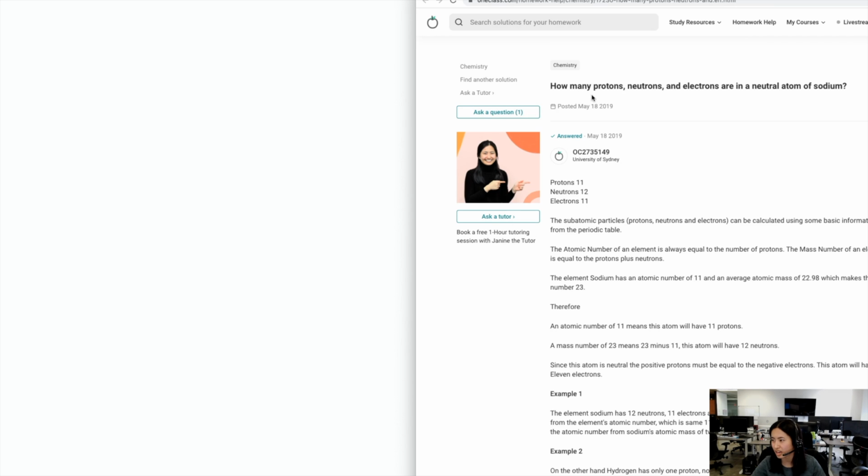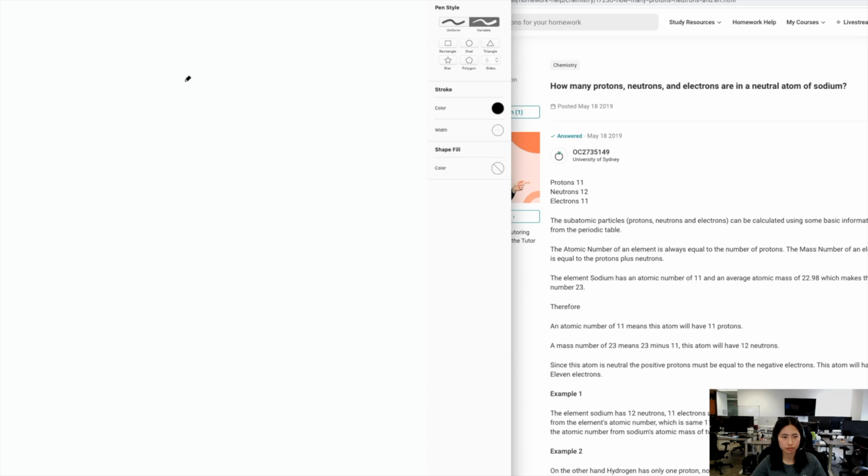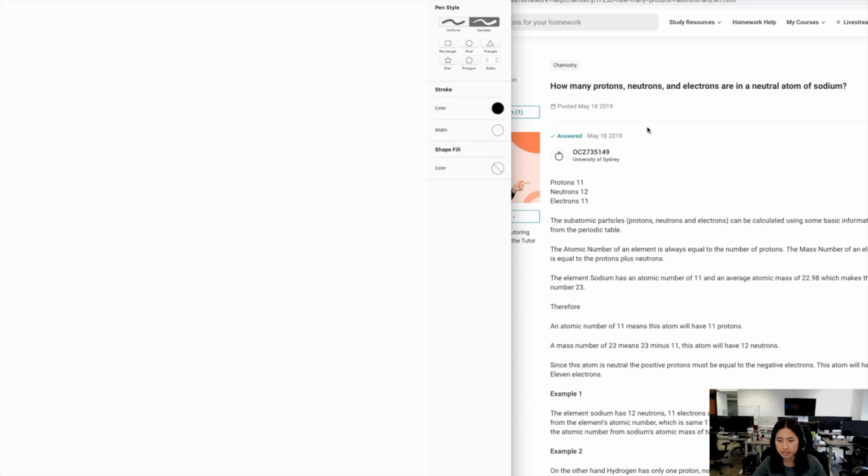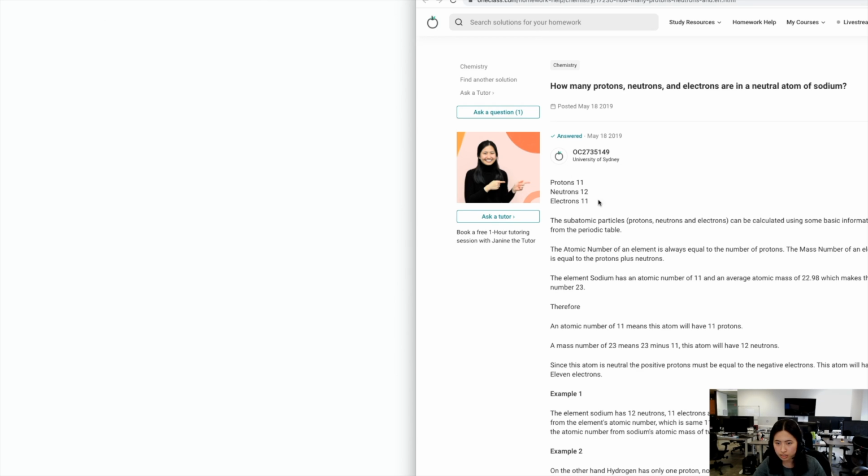So you should be seeing a question where it says how many protons, neutrons, and electrons are in a neutral atom of sodium. Okay, so this is ranked based on the most frequently asked questions. As you can see, this student said that for sodium, in the neutral state, protons is 11, neutrons 12, electrons 11.